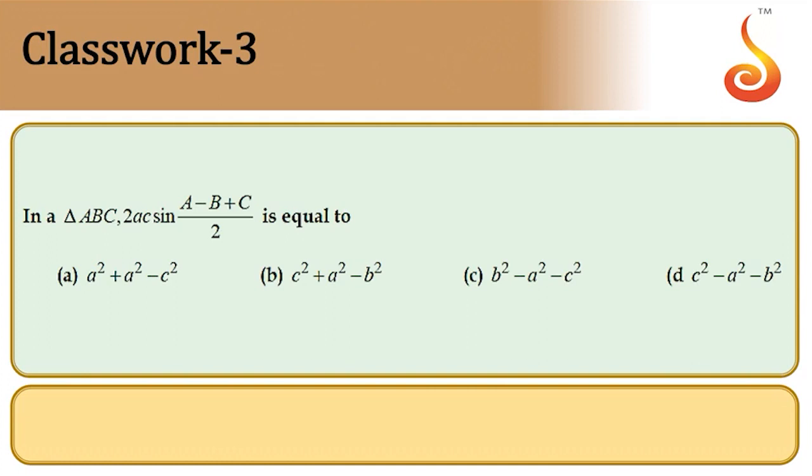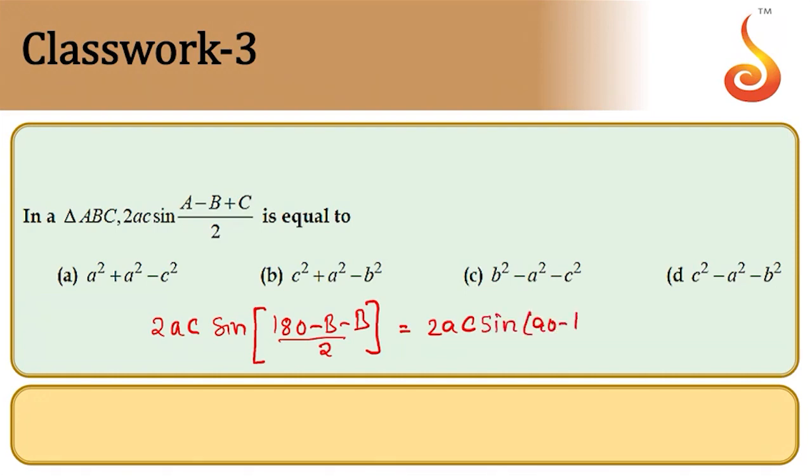Example 3. In a triangle ABC, 2AC sine of (A minus B plus C) by 2. It's also a simple one. So what you have to do in this case is, we know A plus C can be written as 180 minus B. So we get 2AC sine of (180 minus B) by 2, that is 2AC sine of (90 minus B), which is in turn 2AC cos B.